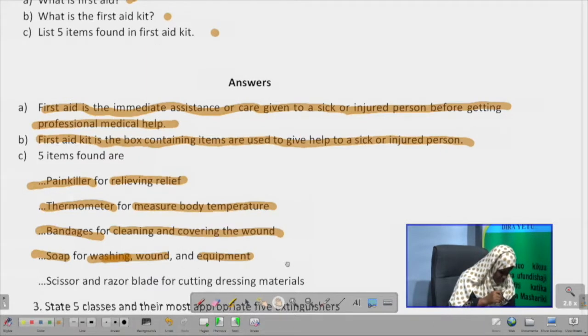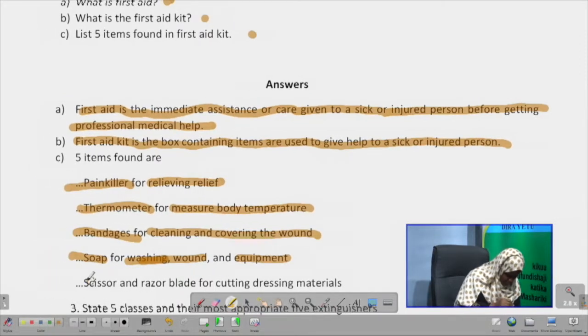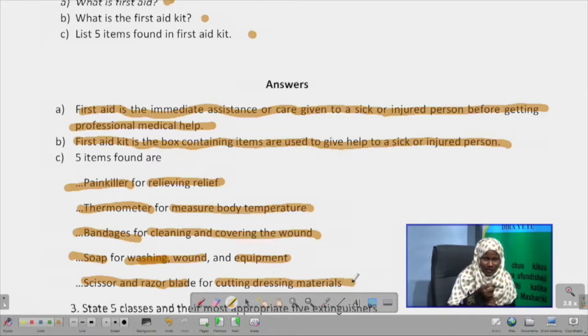And then the last thing that we can find is scissors and razor blade for cutting the dressing materials. If you want to cut maybe your bandage, you have to use some material, and that is what we call scissors and razor blade. These can also be found in the first aid box, so that you can cut the dressing materials like bandages.